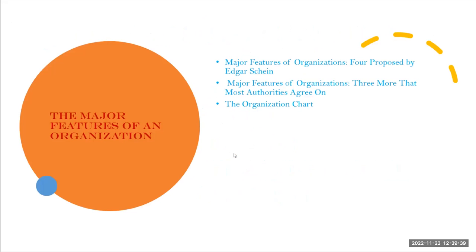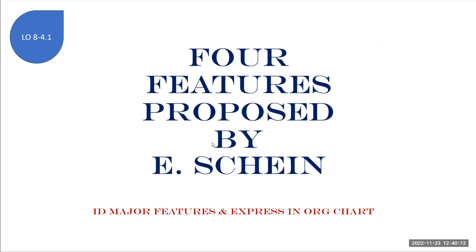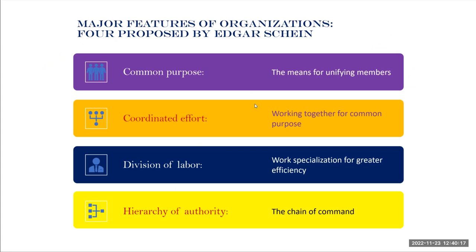So, there are seven features in total, four major ones proposed by Edgar Schein, which we will go over, and then three more that most authorities agree on. And all of these features translate into the organizational chart, which will help us understand the various aspects of an organization and help us to differentiate one organization from another, right? So the first thing we'll do is look at the four features proposed by Edgar Schein, right?